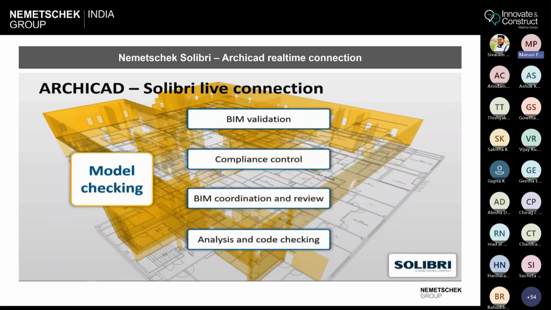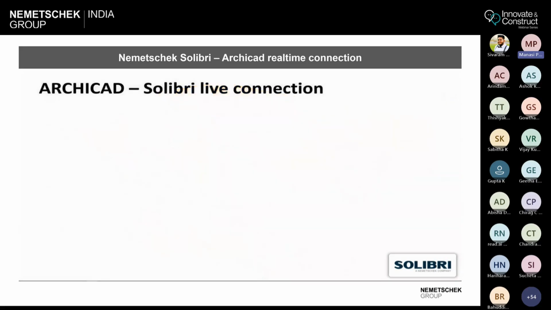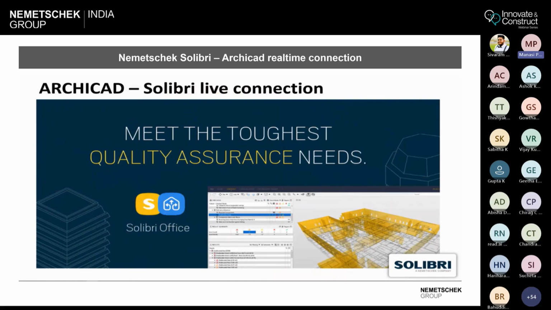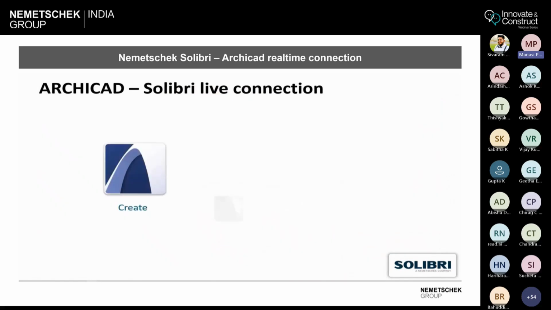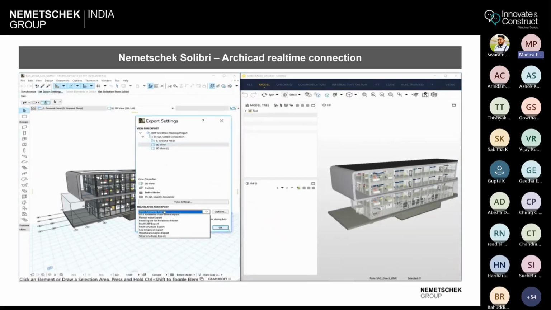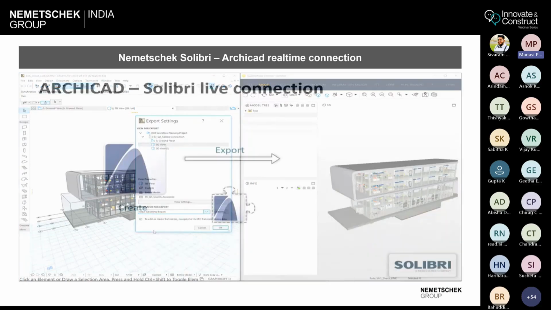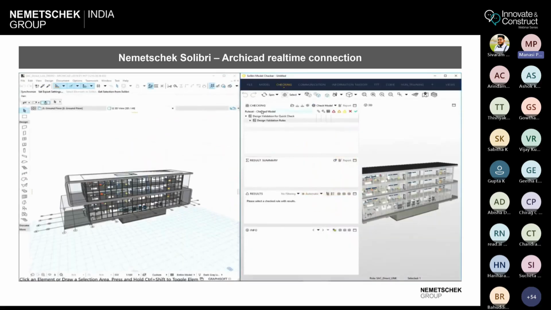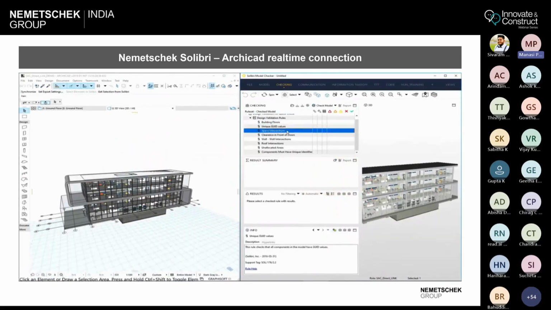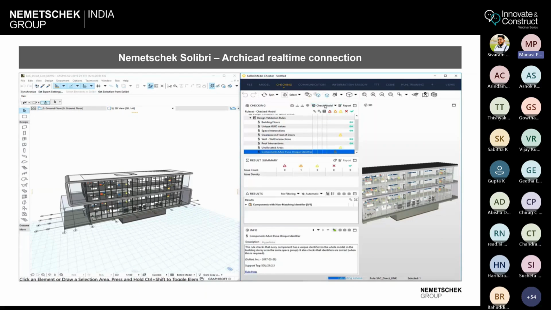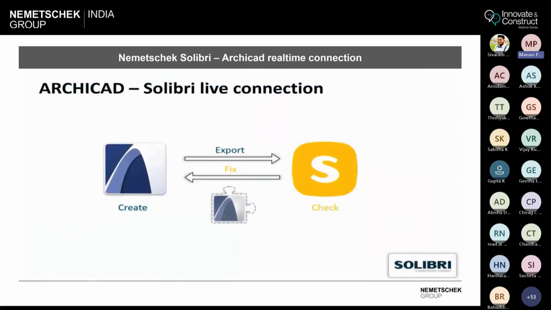So apart from BIM validation, compliance control, coordination review, analysis and code checking, Solibri can seamlessly have the building models checked and transferred in one click from ArchiCAD to Solibri. So the ArchiCAD to Solibri connection is through one click, like you see here. Both the tools are running parallelly. The model is being exported into Solibri. It is running checks, and I can push back with the severity options, or the severity of those issues can be logged onto the system. So thanks to the live integration, once the issues are captured, the same information goes back to ArchiCAD for fixing the problem in real time.